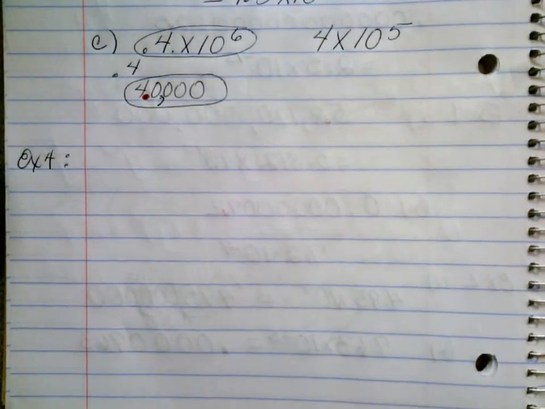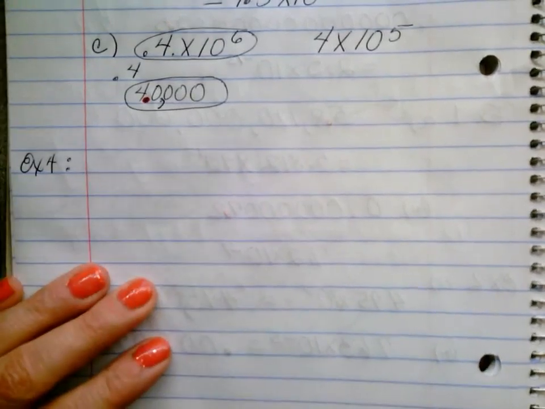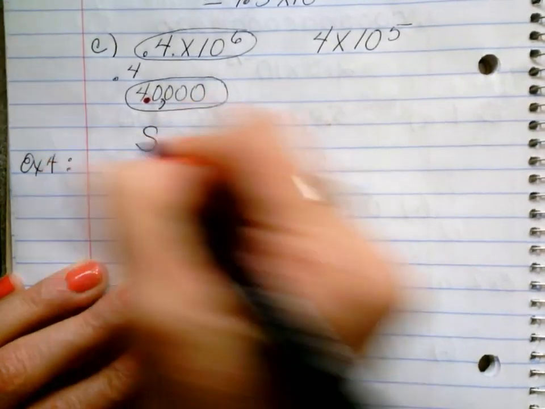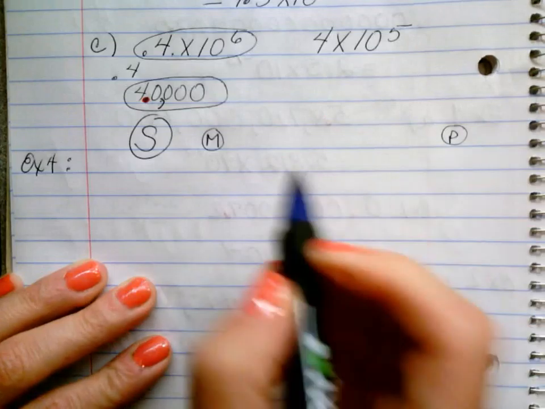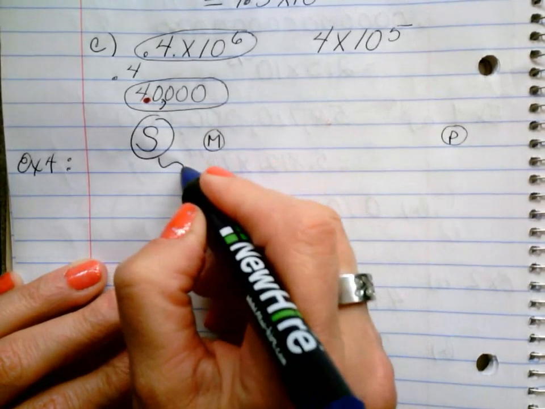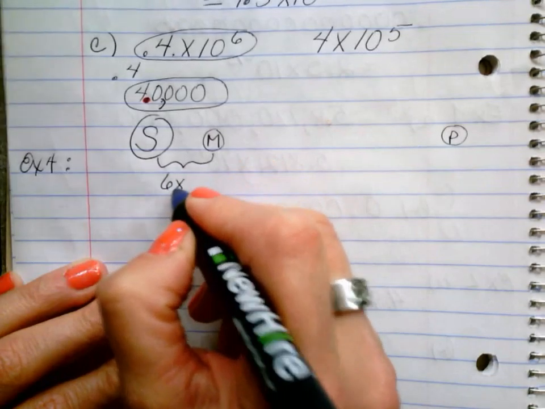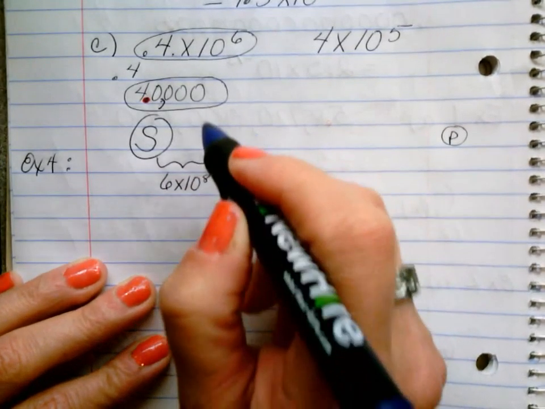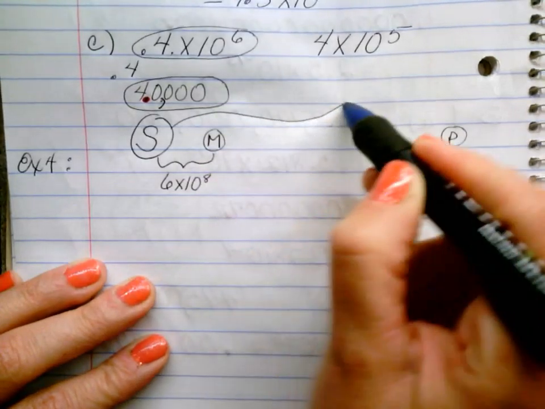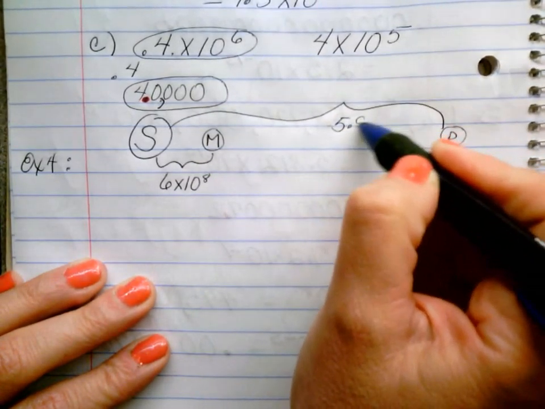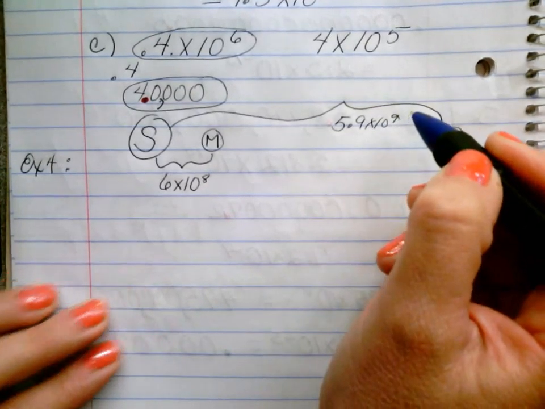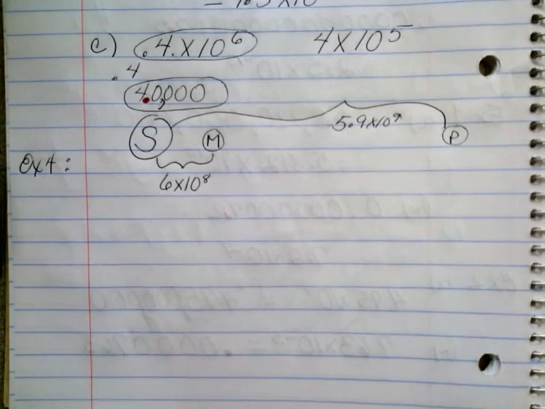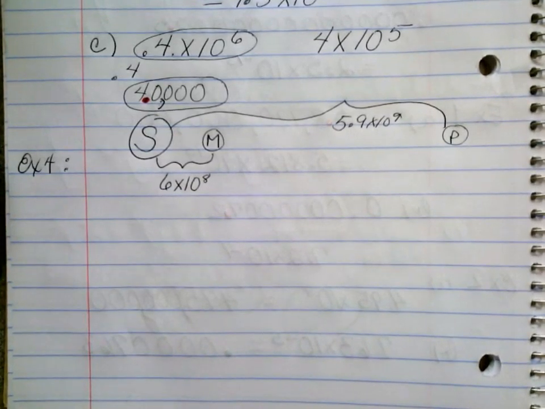where it says, the distance from the sun to Mercury is approximately 6 times 10 to the 8th. So sun, Mercury, and I'll put Pluto out here, our little non-planet planet. So from sun to Mercury is 6 times 10 to the 8th. The distance from the sun to Pluto is 5.9 times 10 to the, lost my place, 9th. Find the ratio of the first distance to the second distance.